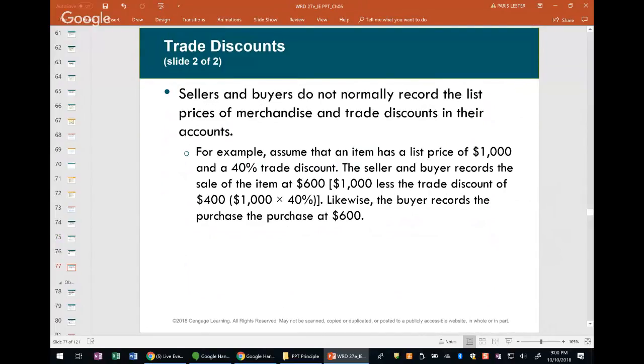Now, trade discounts, something like that, you do not make journal entries for it. If something's advertised for $1,000 at 30% off, you just debit merchandise inventory for $700 and credit accounts payable or cash for $700. The 30% is not recorded anywhere. That's a trade discount. If you see a vehicle advertised for $30,000, but it's got $5,000 off, you paid $25,000 for it. You don't worry about that $5,000 discount.